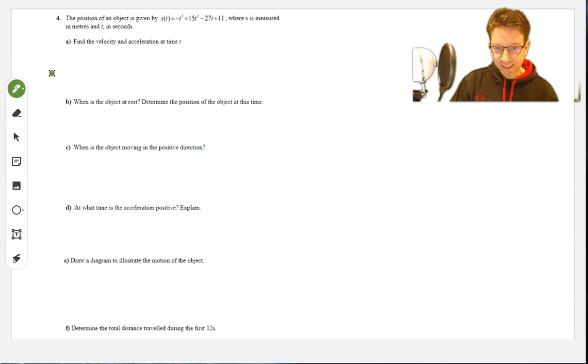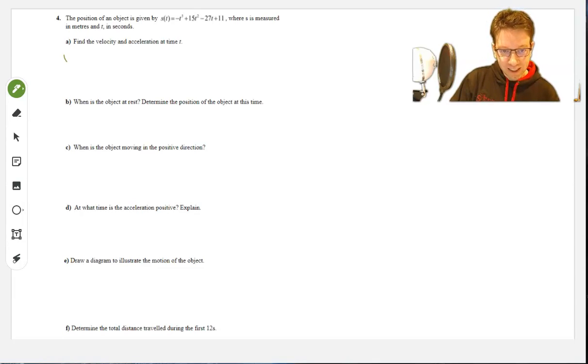Alright, so the last question is our application question. So the position of an object is given by s of t equals that polynomial, where s is measured in meters and t in seconds. So first find velocity and acceleration. So you'd get 1 mark for each.